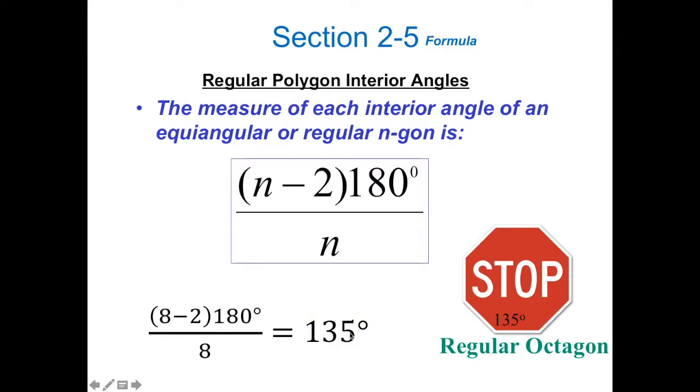That makes sense, okay? So 135 degrees right here, and all of these, look, all these angles are congruent because this is a regular octagon, right? It makes up a stop sign here, octagon.